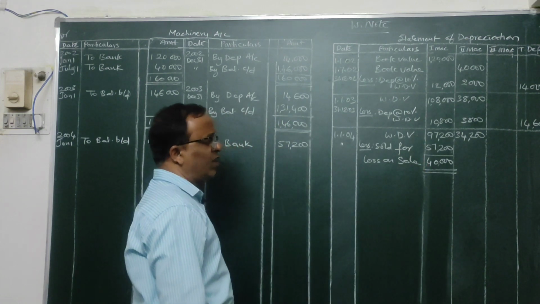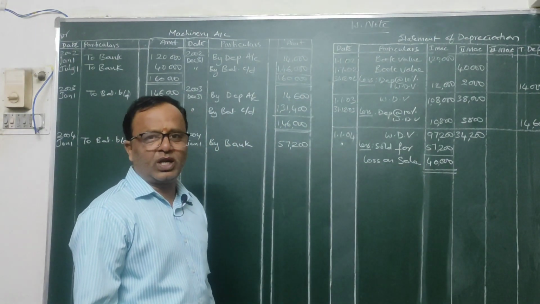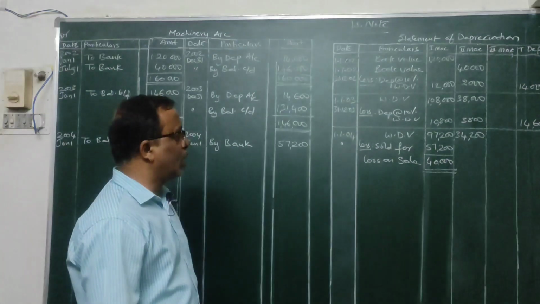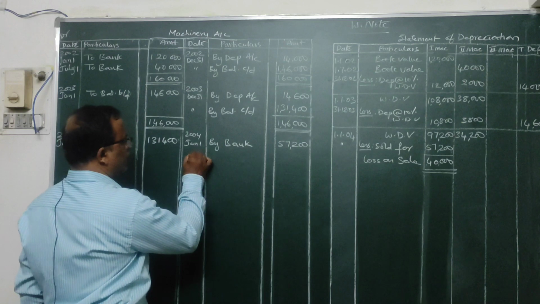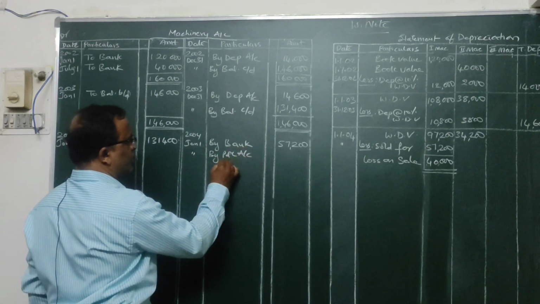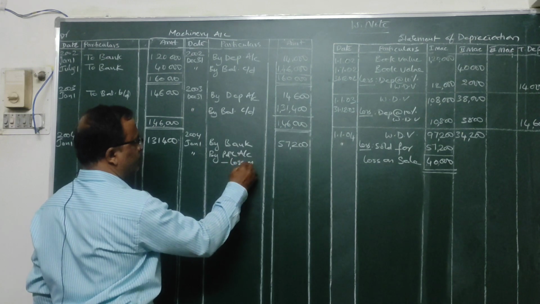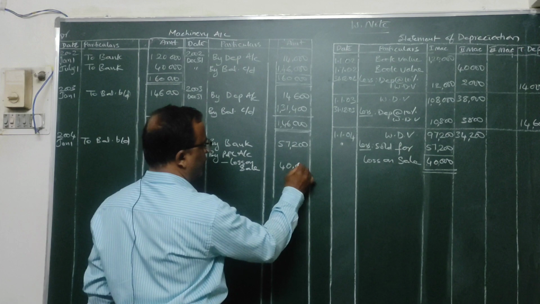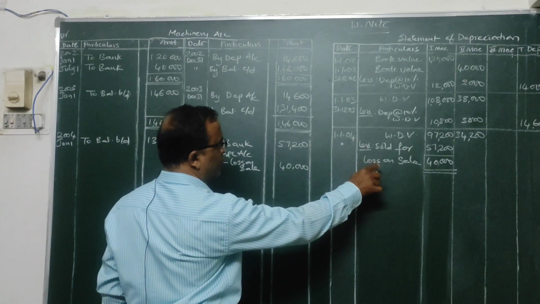See, when he has sold at 57,200, he has made a loss of 40,000. For loss, what will be our entry? For loss, that loss we are going to transfer to profit and loss account. So our entry will be profit and loss account debit, machinery account. So on this very day, you are going to write by profit and loss account. So this is nothing but a loss on sale. Okay, you have made a loss of some 40,000. So this is how the first machine account is closed there.